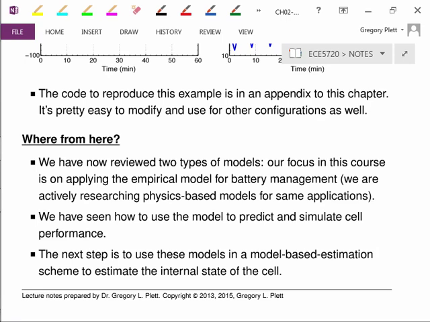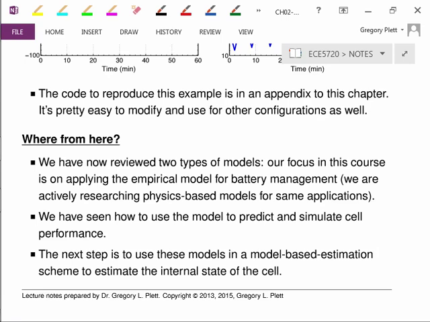So where next? We have arrived at the end of chapter 2, where we have reviewed our cell models and we've looked at different ways of incorporating these models into simulations of cells for constant current, constant voltage, constant power, simulating the application of a vehicle, simulating battery packs all together.